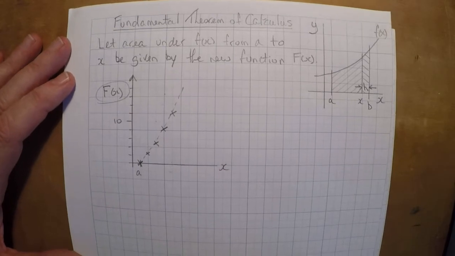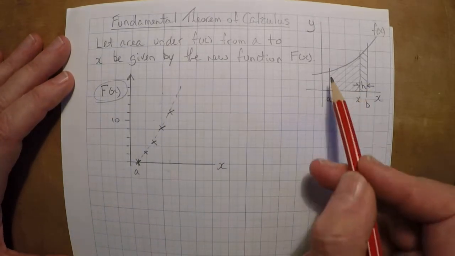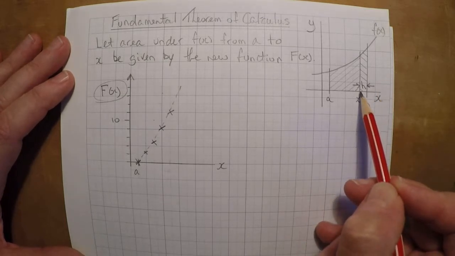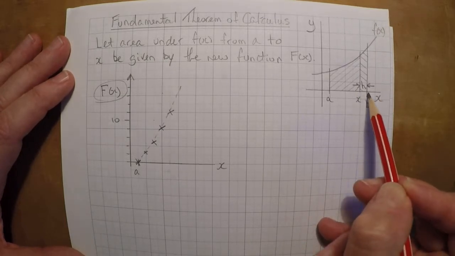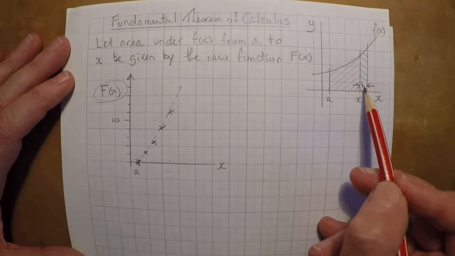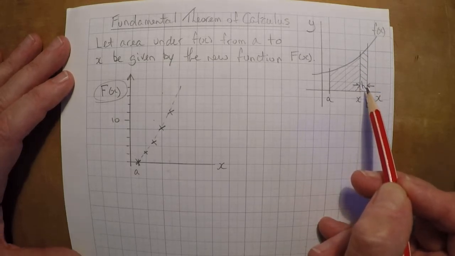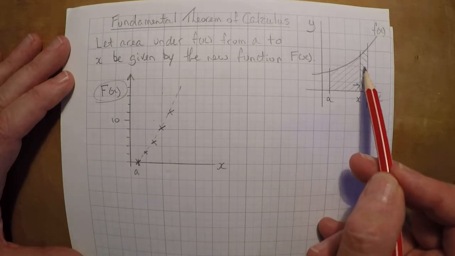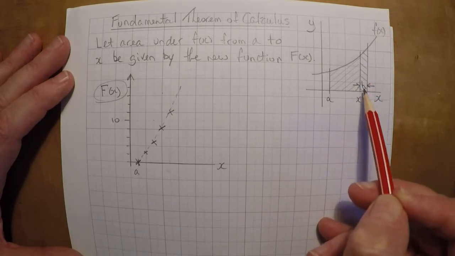Now, in my original diagram here, I've marked off a point X just a little bit back from the end point B, and the width of this little tiny strip is H. So let's try and imagine how we would find the area of this little tiny strip H, just using this idea.